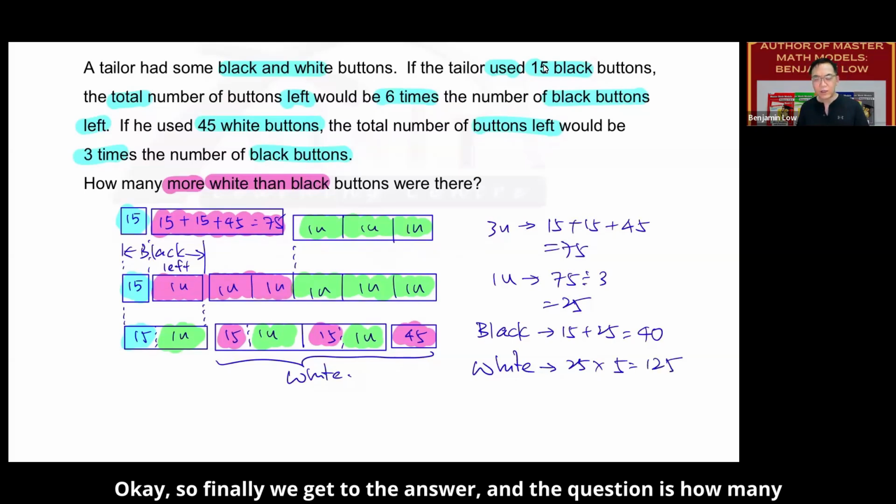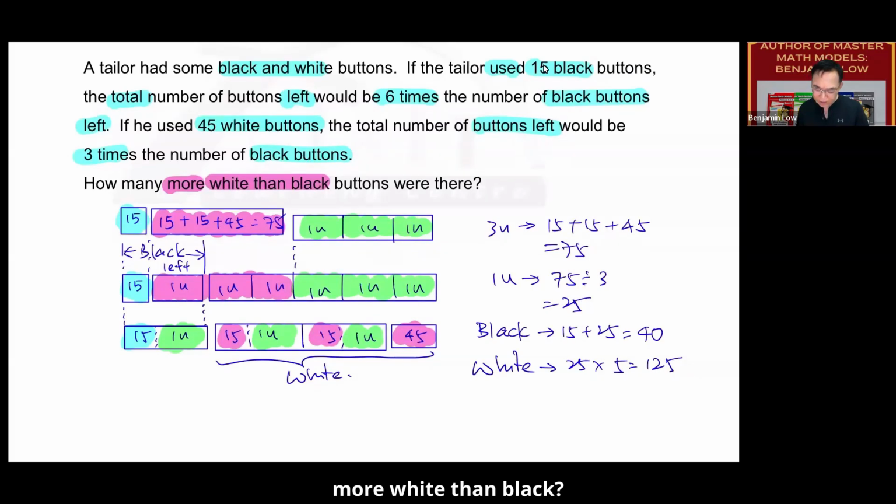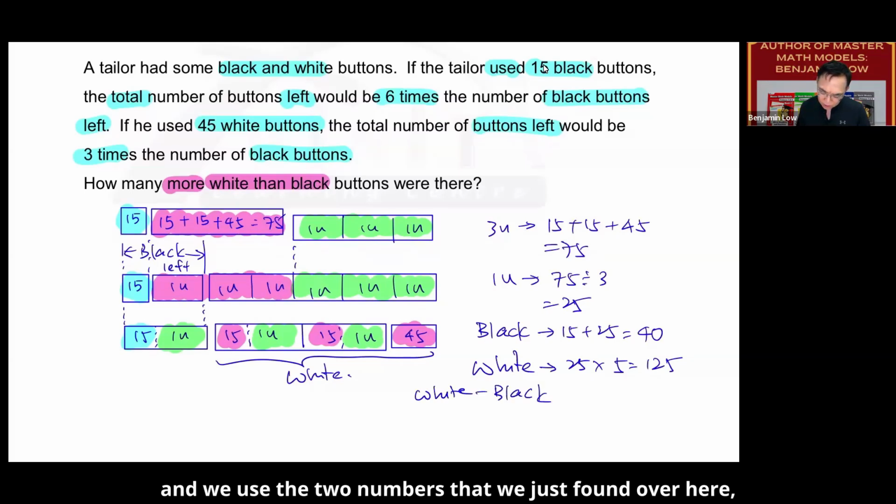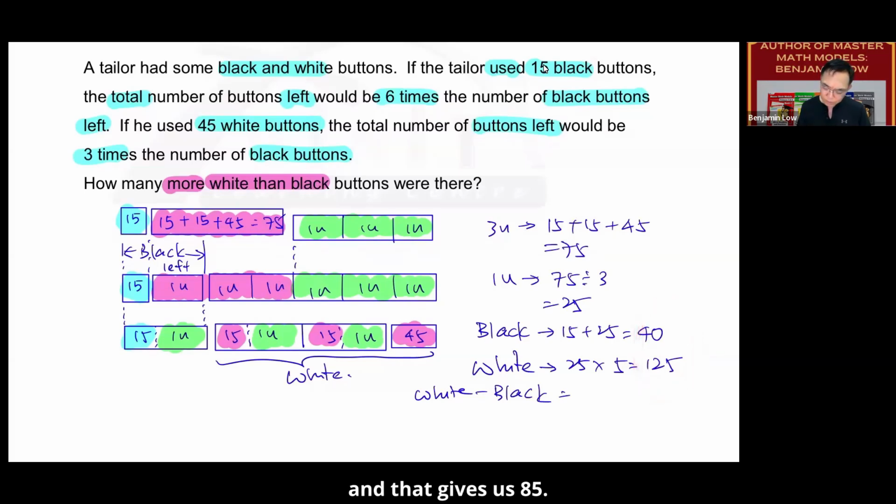Okay, so finally we get to the answer, and the question is how many more white than black? So now we take white, minus black, and we use the two numbers that we just found over here, and that gives us 85.